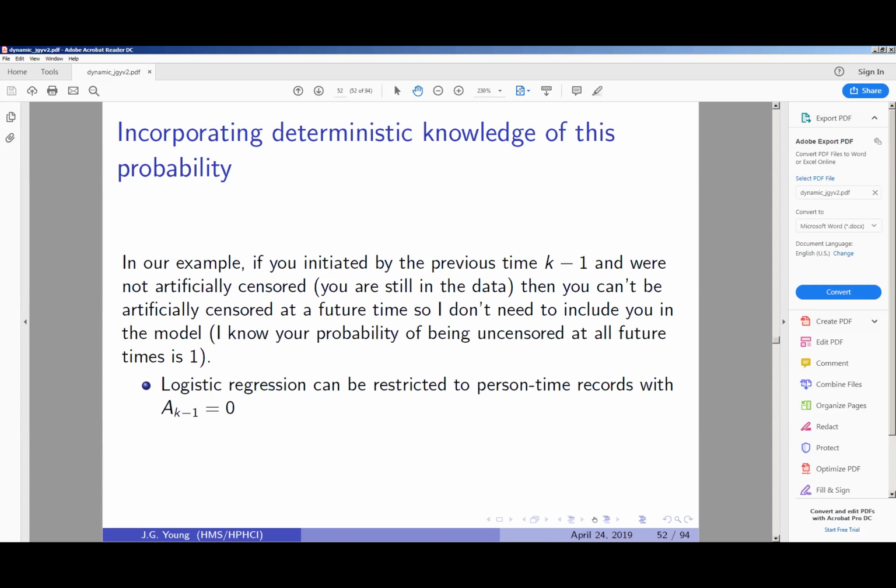To explain that another way, I know that the probability of being uncensored at the current time and all future times is 1 if you've already initiated treatment in this particular example. So I don't need to blindly fit a logistic regression model over all records in this case. I can use my a priori knowledge of the probability for records where the lagged value of A is 1, and I'm going to use that knowledge in the construction of the weights. But for the model, I'm going to fit it to records where I have no knowledge of whether or not at the next time an individual would be artificially censored.